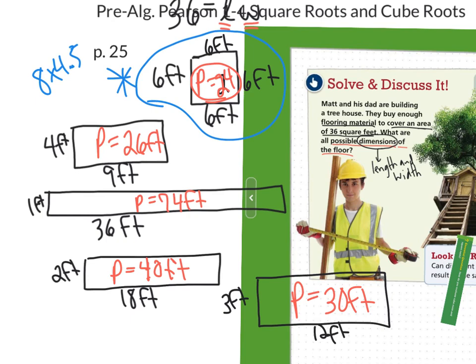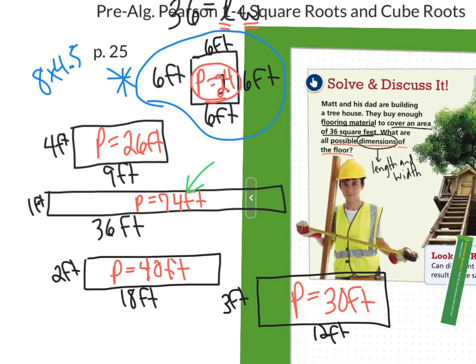But notice the big variance in the perimeters, especially when we get into like this here, 74 feet. That would be a lot of material we would have to have for the railing. So the closer to a square you have, if you have a square or as close to a square as you can get, it's going to be less railing.